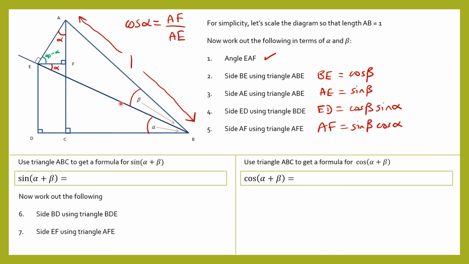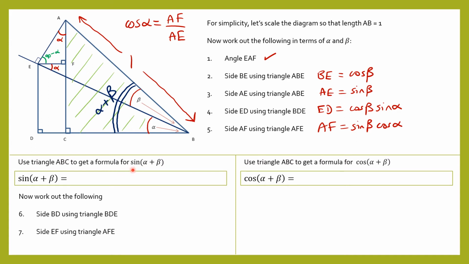Now we're in a situation where we can work out a formula for sine of alpha plus beta, and we're going to use triangle ABC to do that. Here's A, here's C, here's B. So it's ABC. I'm just going to shade that in. There it is, triangle ABC. It's another right angled triangle. And the way the diagram was set up in the first place means this angle down here, all of that angle, is alpha plus beta.